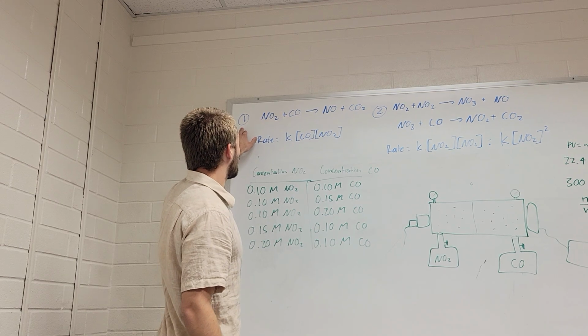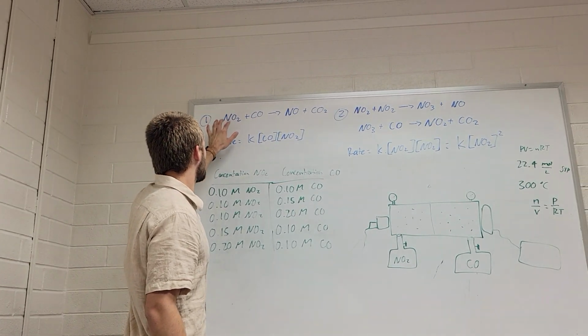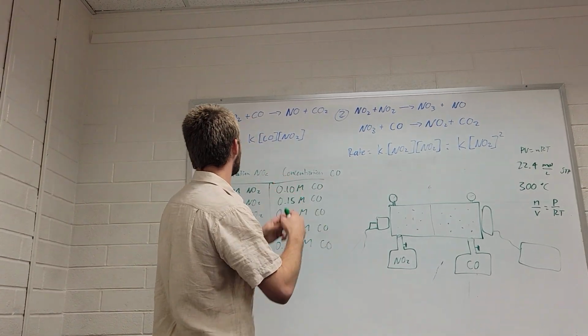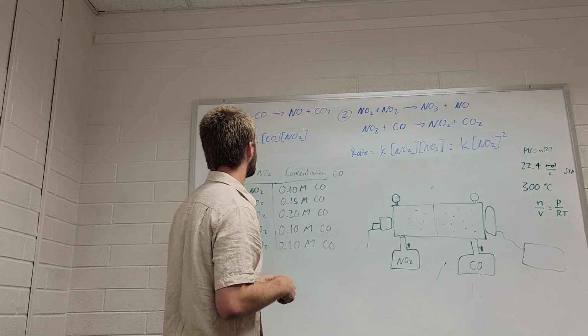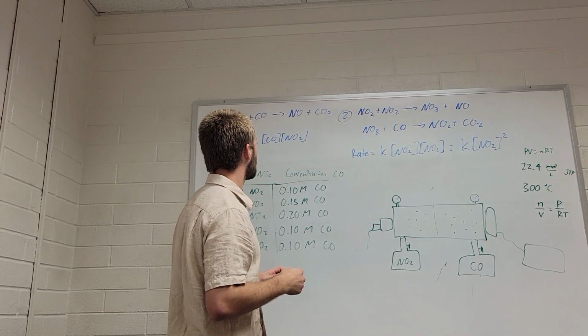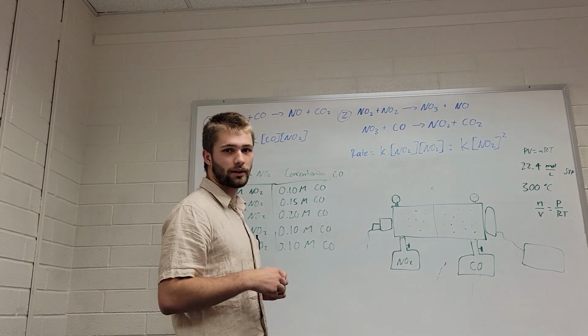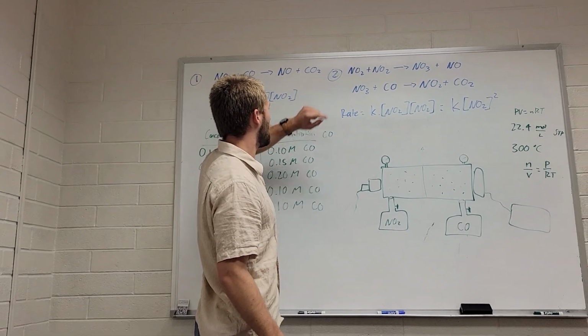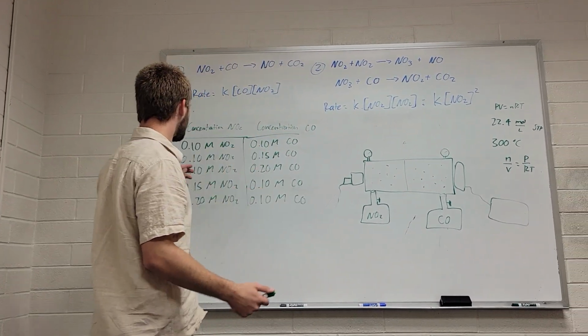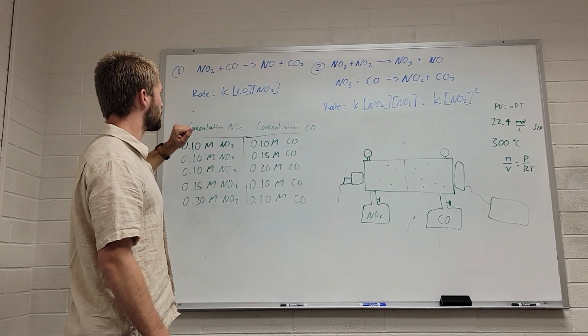So the first mechanism here is really straightforward. Just NO2 combines with CO. They hit at just the right orientation, and an oxygen atom pops off of the nitrogen dioxide and onto the carbon monoxide, forming carbon dioxide. So the rate law for this is really straightforward.